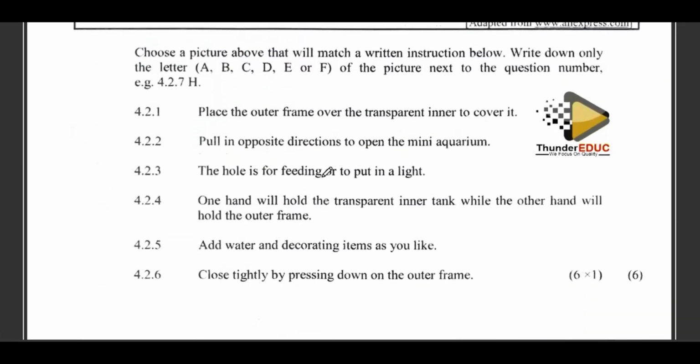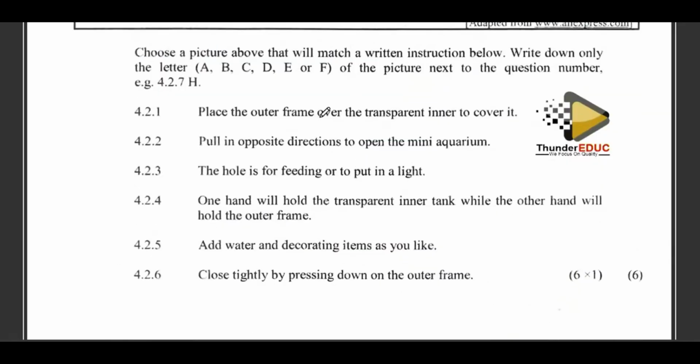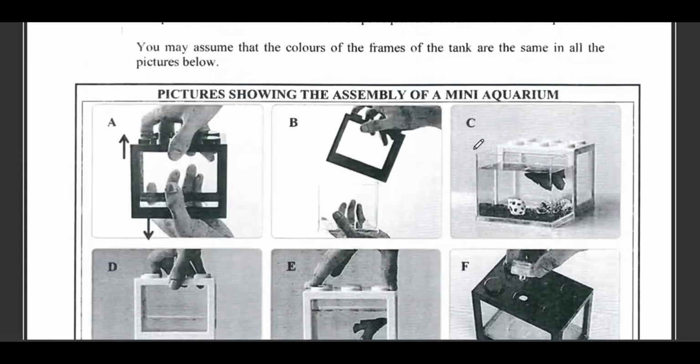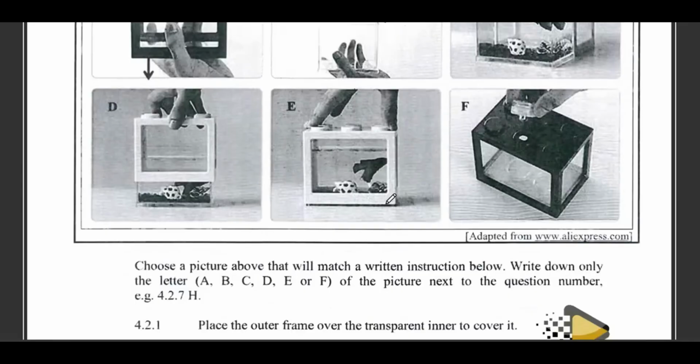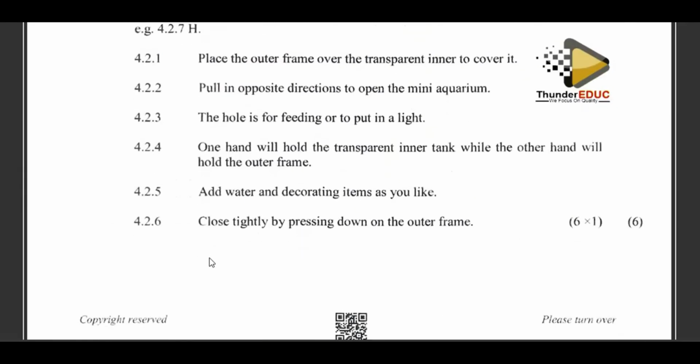We're going to match. Place the outer frame over the transparent inner cover. Which instruction is that? Because it says place the outer frame over the transparent inner cover. So B can qualify. B can qualify also D. So for now, let's put D.